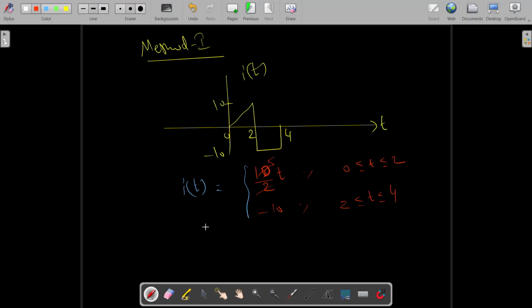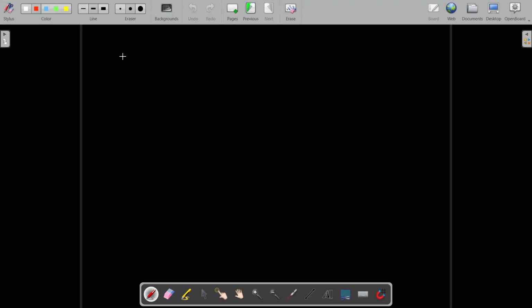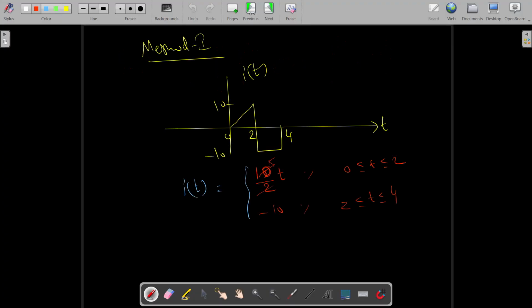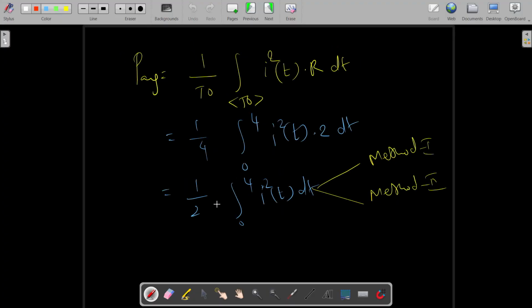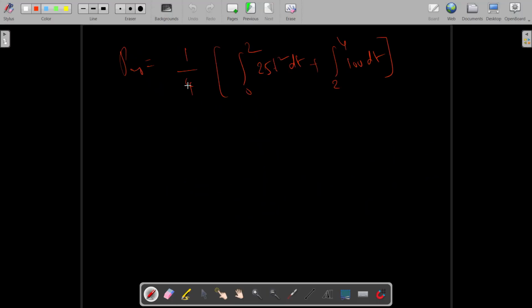Now if you know this expression, all we need is to substitute this in the formula. So average power is going to be 1 by 4, for 0 to 2 it is 25t square into dt, plus for 2 to 4 it is 10 square, which is 100, into dt, correct? Yeah, so it should be 1 by 2, right? So it should be 1 by 2.